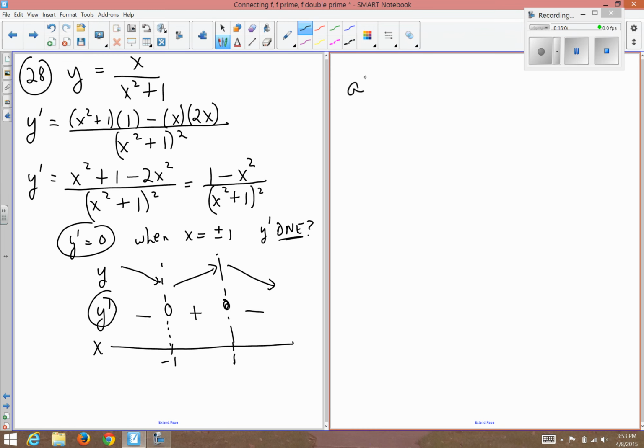So part A. Find the intervals on which the function is increasing. That's here, -1 to 1. Square.